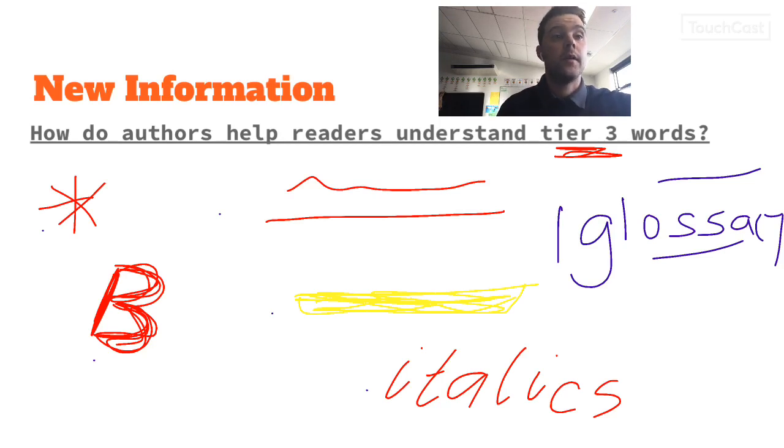Now, cookbooks have these in them. Articles can have these in them. Textbooks have these in them. They're really important things to use.